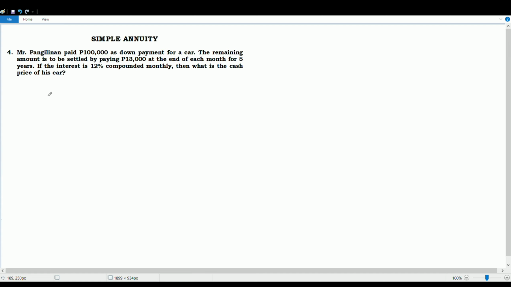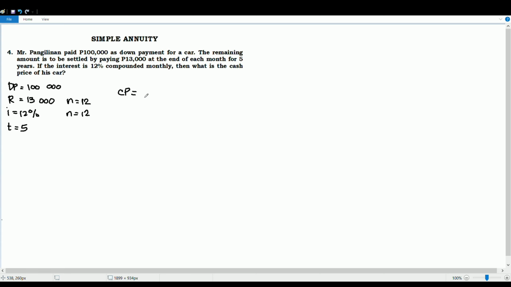So let's identify the numbers that we have. Our down payment is equal to 100,000 pesos. Our regular payment is 13,000 pesos, and that is monthly, so we have 12. And our interest is 12% per month also. So this is simple annuity. And then the term is 5 years. That's all that we have. Though the question is, how are we going to get the cash price of the car?